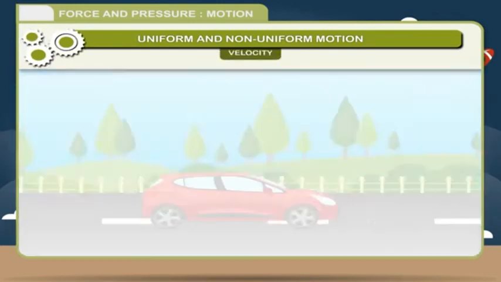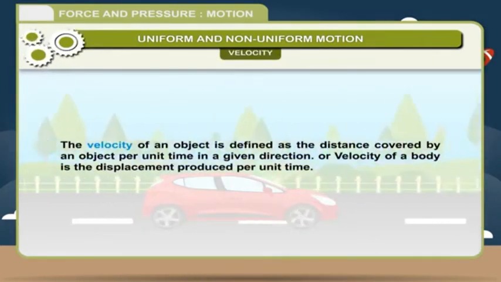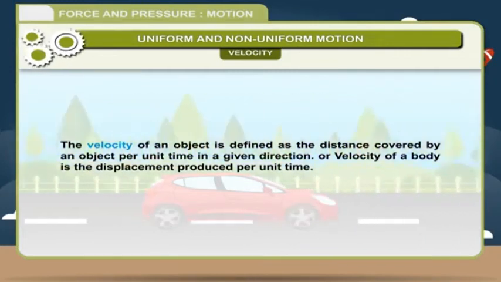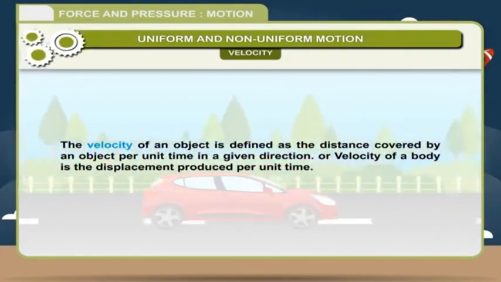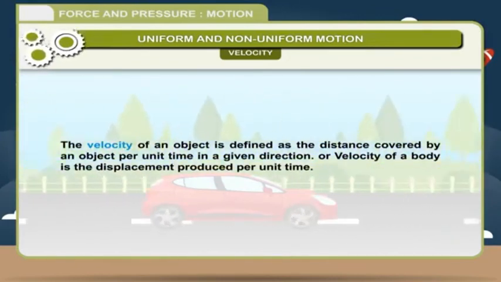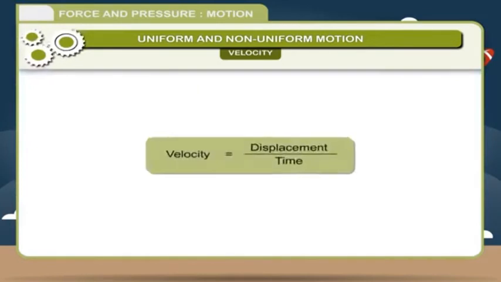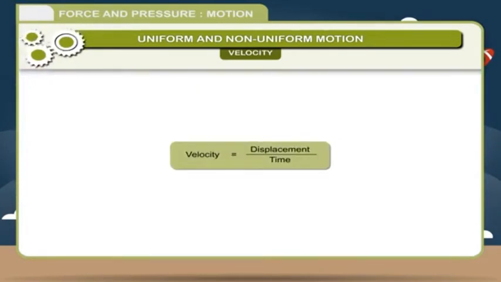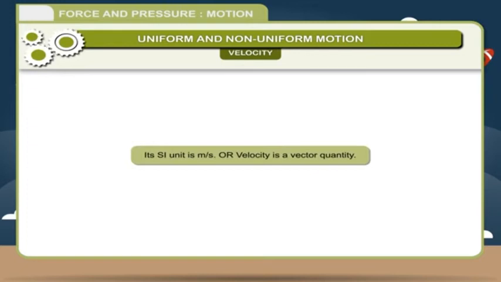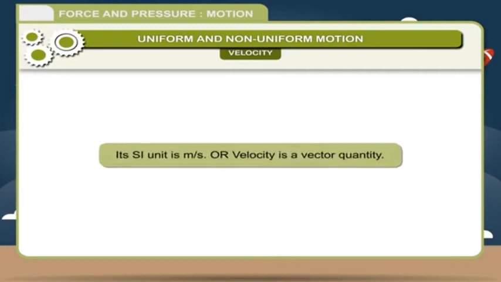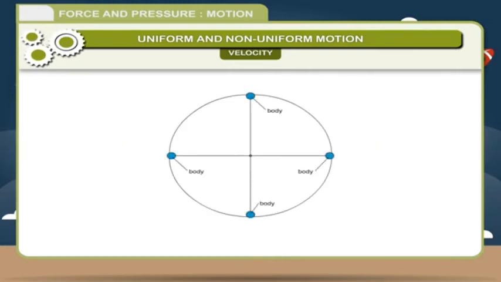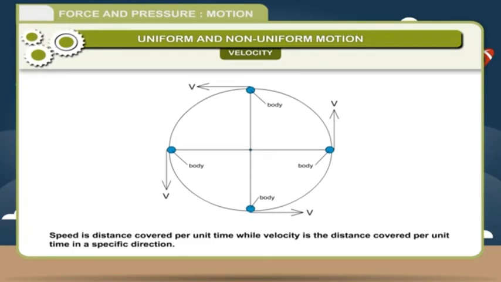Velocity. The velocity of an object is defined as the distance covered by an object per unit time in a given direction, or velocity of a body is the displacement produced per unit time. That is, velocity is equal to displacement upon time. Its SI unit is meter per second, and velocity is a vector quantity. Along a circular path, speed of a body remains same, but the velocity changes. Speed is the distance covered per unit time, while velocity is the distance covered per unit time in a specific direction.